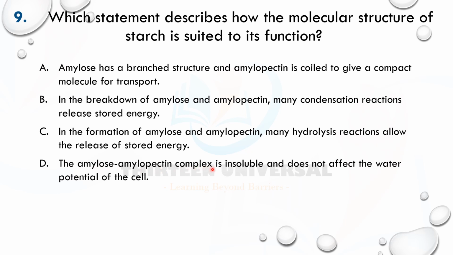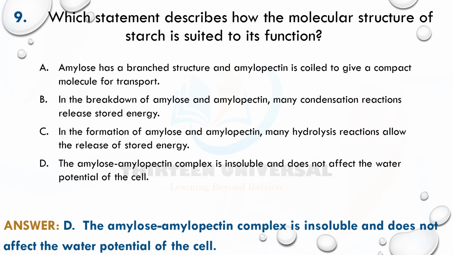This is the amylose amylopectin complex. Amylose amylopectin is insoluble. Yes, starch is insoluble, and therefore it does not affect the water potential of the cell. Do you understand? So starch is insoluble, which means it does not dissolve in water. So water does not move into the cell or out of the cell because of starch. You understand? All right. Because starch is insoluble, that's why it can act as a storage molecule, a store of glucose in plants. So the answer is what? D. Thank you. Let's go to the next question.